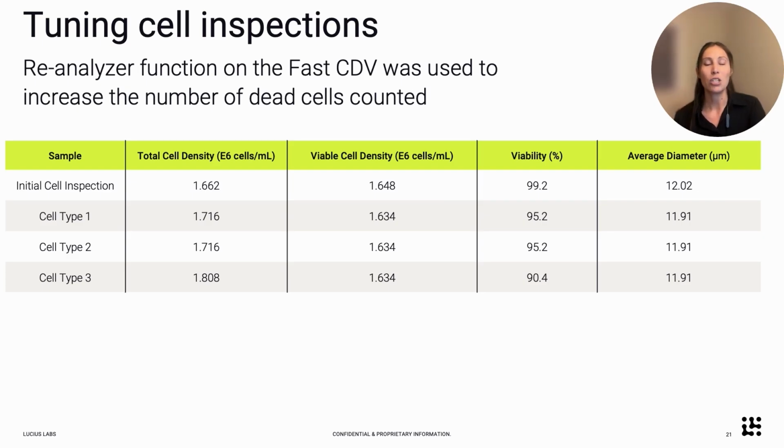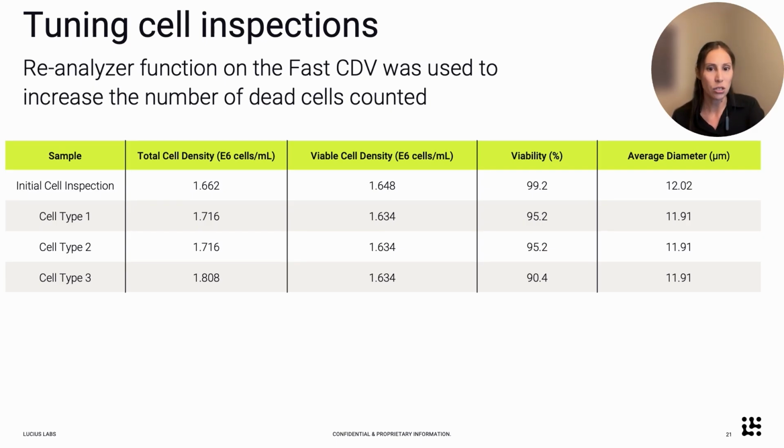So by changing some of the parameters within the cell inspection type, we were able to refine this and ultimately land on the most accurate viability that we could determine, and the most accurate average diameter. So what you can see here is that by multiple iterations, we refined the viability, going from 99% viability down to 90.4% viability. But what really didn't change was the viable cell density.